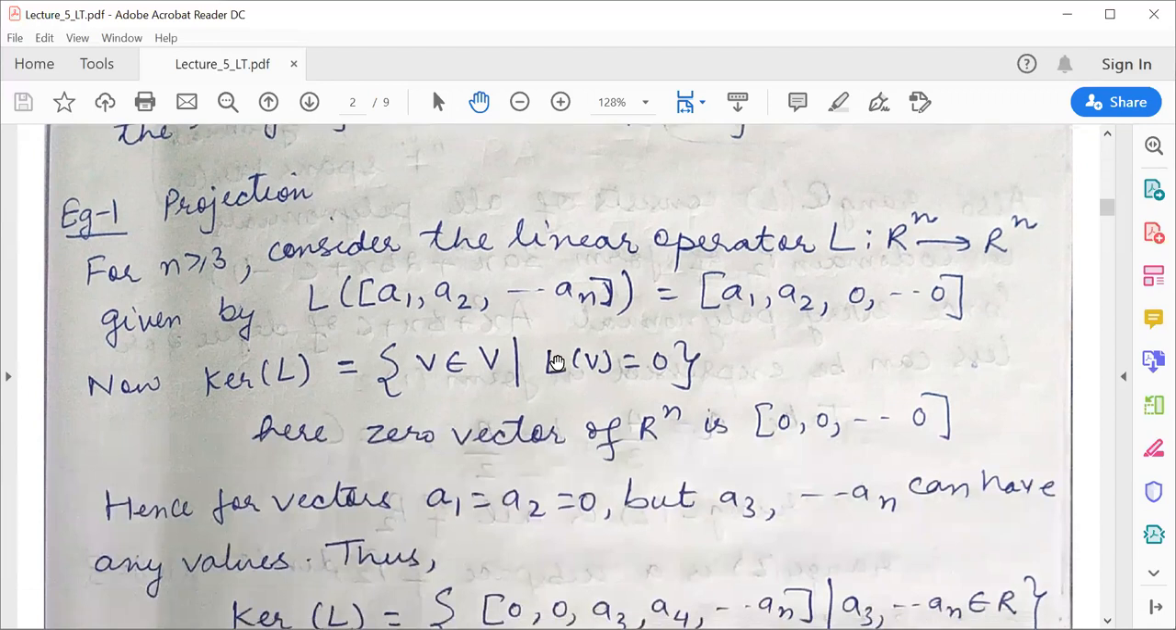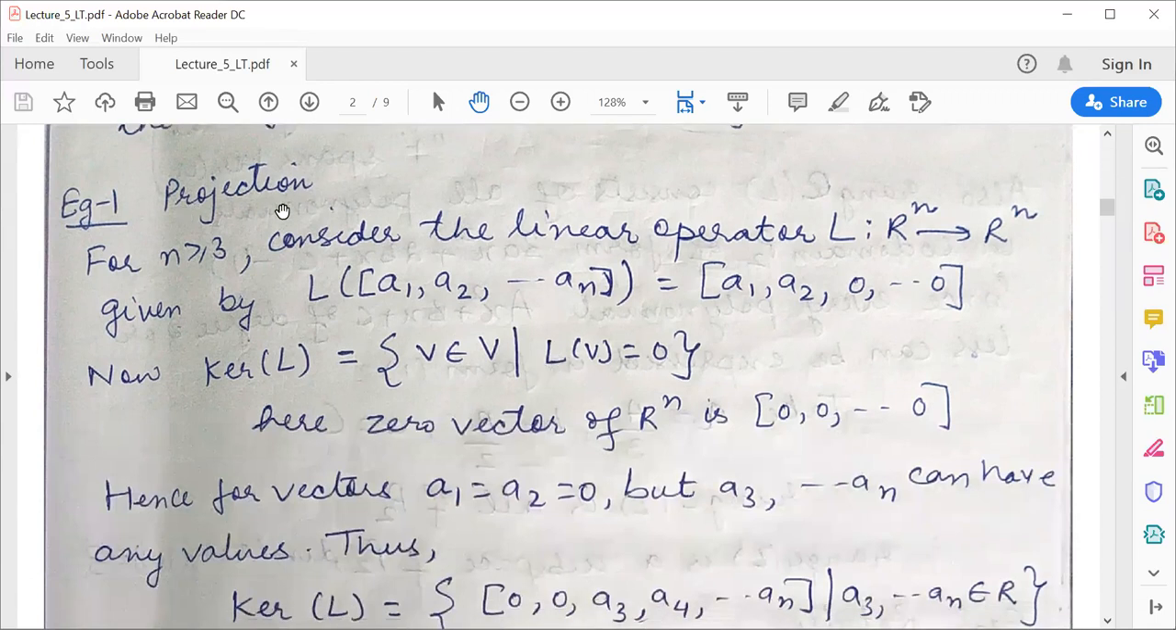Now, a few examples. The first example is a projection. Which type of linear transformation is known as projection? We call those linear transformations a projection if it is mapping some of the coordinates to 0.